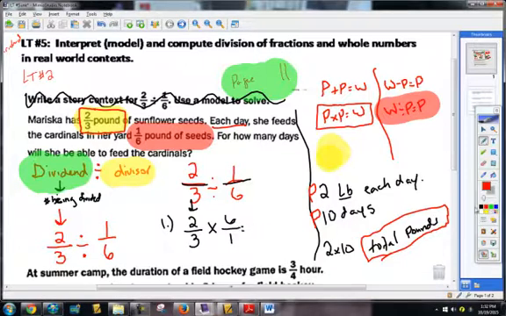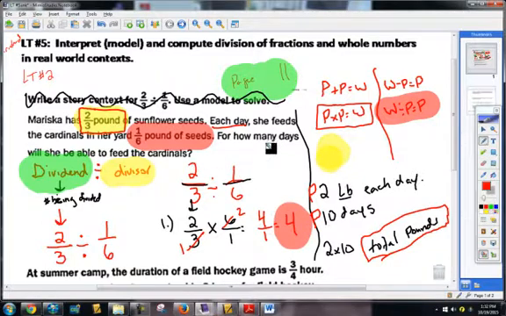Now at this step we can check for cross simplifying. 2 and 1, nothing there. 3 and 6, do they have a factor other than 1? Yes, they have 3. They both share 3. So 3 divided by 3 is 1. 6 divided by 3 is 2. And I know that's going to be 4 over 1 or 4. Okay, and there's your answer.